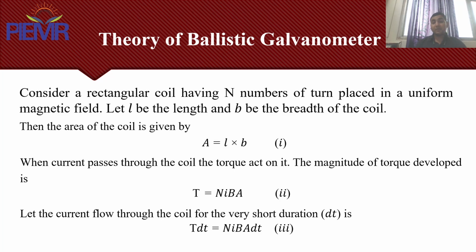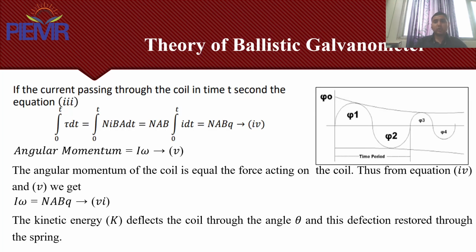Let L and B be the length and breadth of the coil. Then the area of the coil is A equal to L into B. The torque provided, as I said, is from the Lorentz force, NIBA. Then, for a very short duration of time, this torque is NIBA, with dθ/dt for a short duration of time.